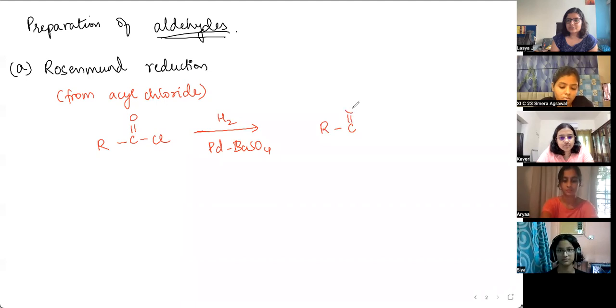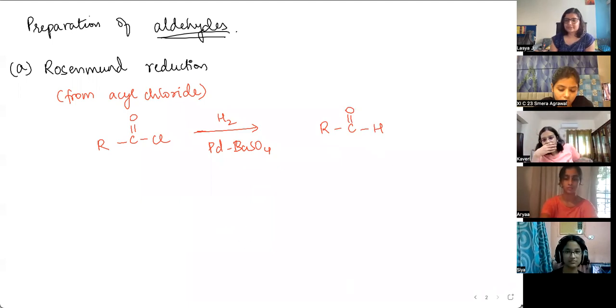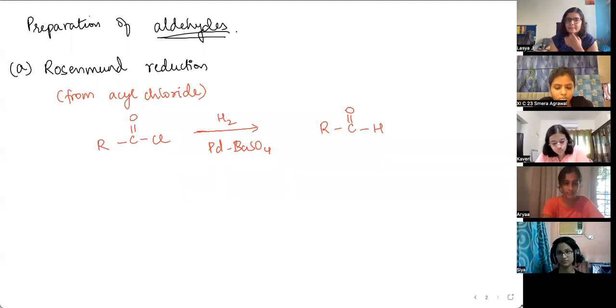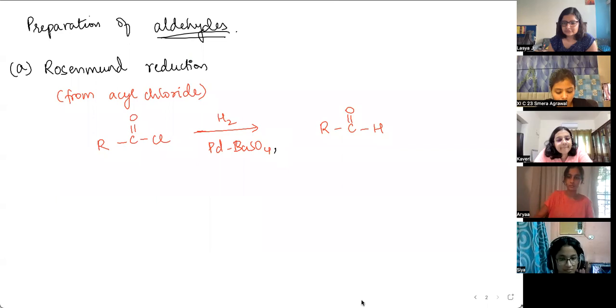So you get C double bond O H, RCHO, aldehyde basically. Okay. What is the reagent called? I don't think this has a name. No, the one below the H2. So Pd is palladium and you're poisoning it slightly with barium sulfate. So barium sulfate and sulfur.